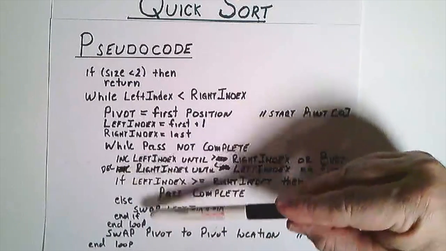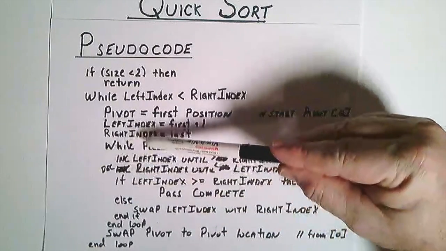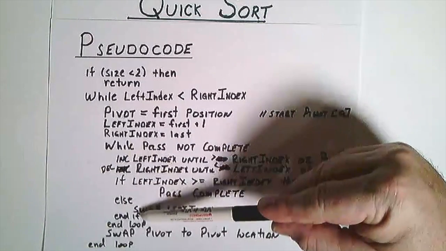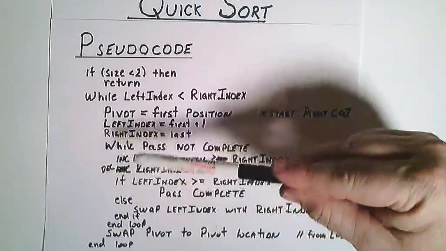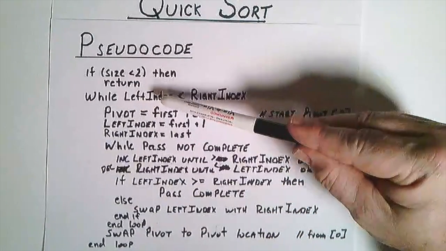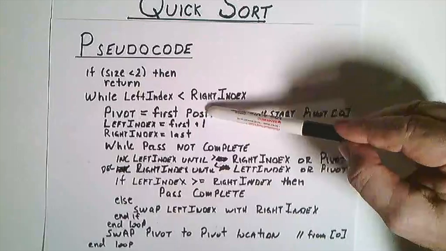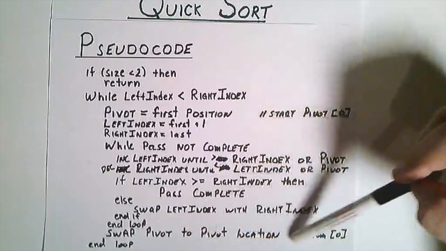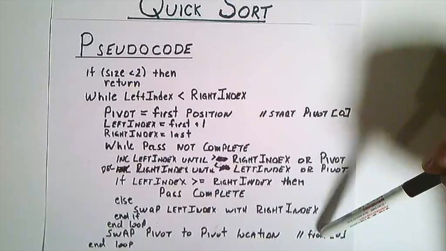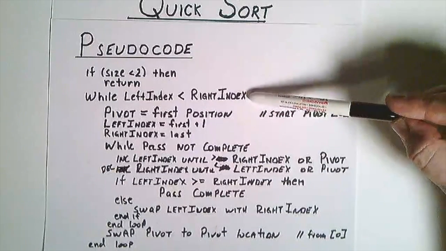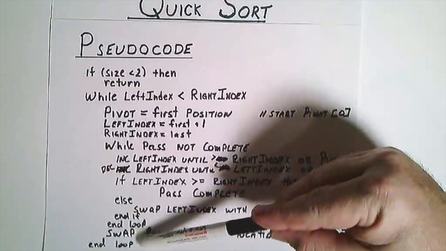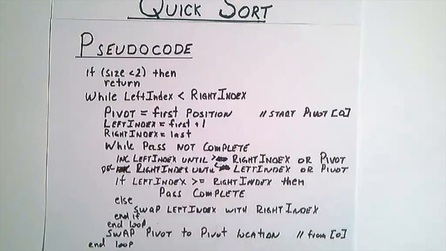So then we will repeat that process, that pass, until we find the left index and the right index have met. When we do that, after you complete that pass, you swap the pivot. So remember, our pivot's in our first location. We remember where it should be, and then we swap the pivot to put it where it should be. And then we keep doing that whole process over again, pass by pass, until the left is equal to the right, and we're done.